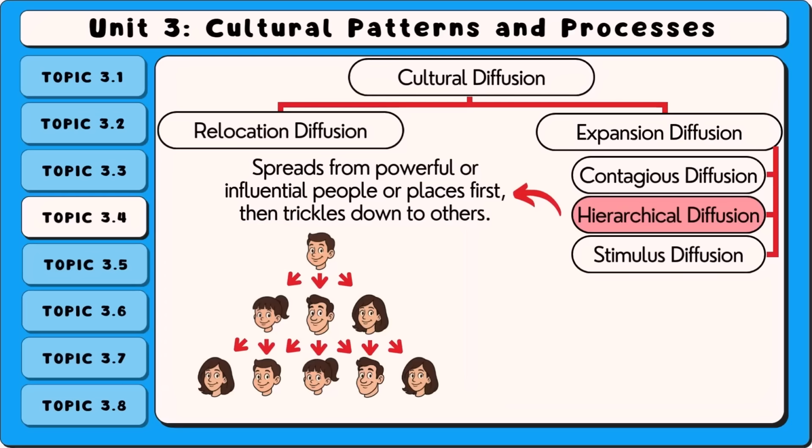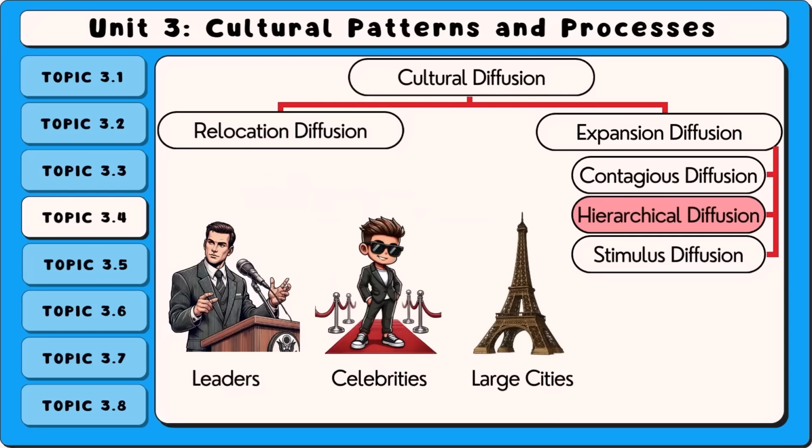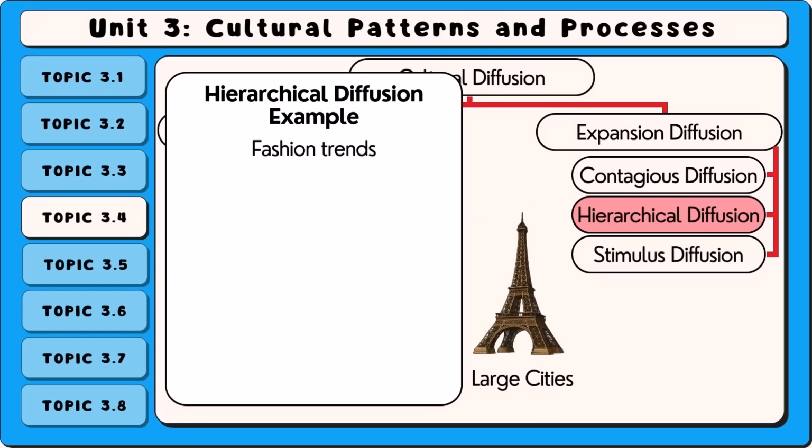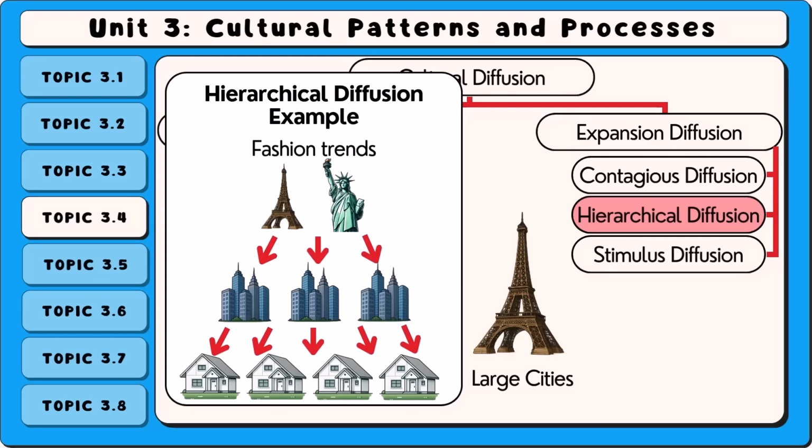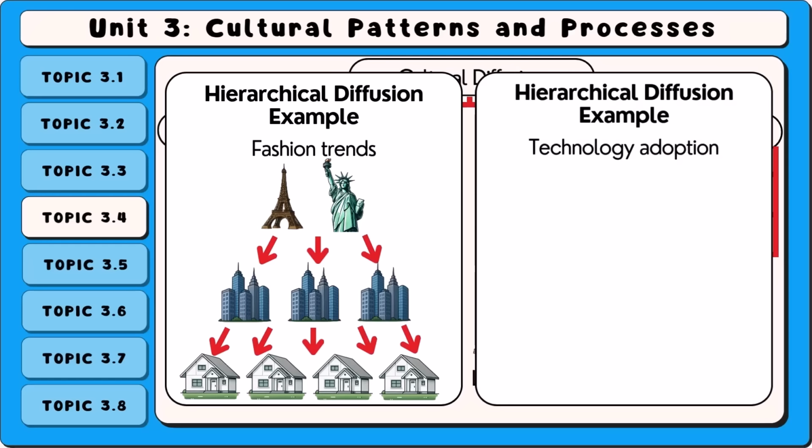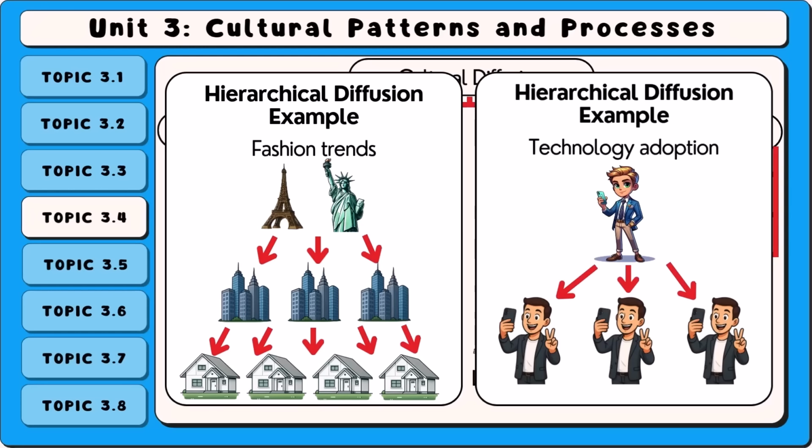Hierarchical diffusion spreads from powerful or influential people or places first, then trickles down to others. The idea moves in a specific order, often starting with leaders, celebrities, or large cities. For example, fashion trends often start in global cities like Paris or New York, and then spread to smaller cities and towns. Technology can also follow this pattern, such as when smartphones were first used by wealthy people before becoming common among the general population.